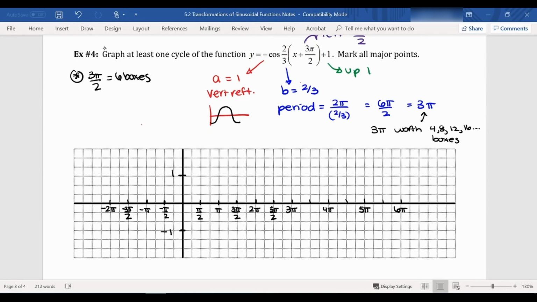Okay. So again, I'm going to draw in my little, what I call my ghost graph with my change in amplitude and period. So I know that for cosine, normally I would start and end at the maximum, but because I have a vertical reflection, I'm going to start and end at my minimum. So my minimum is now going to be -1. I'm going to start and end here at 3 pi. My maximum is going to be halfway between.